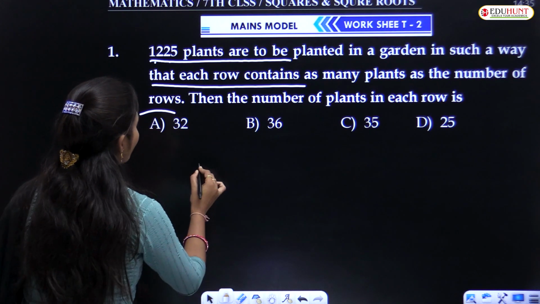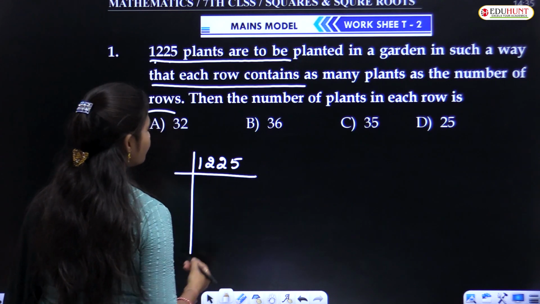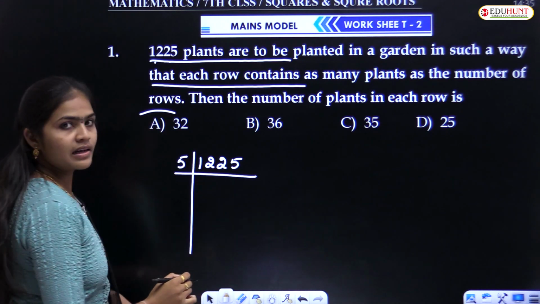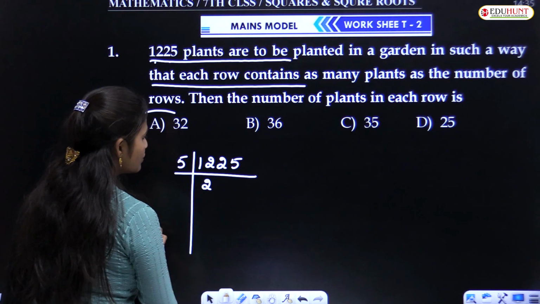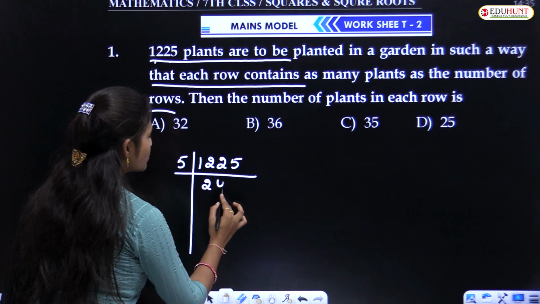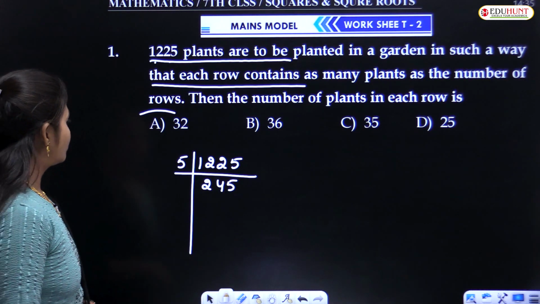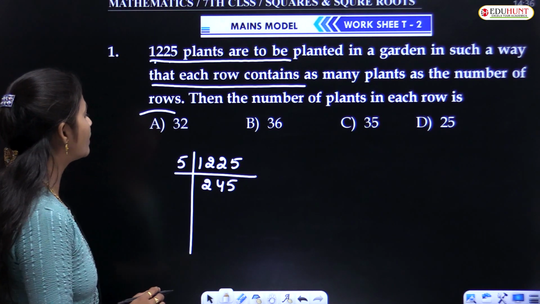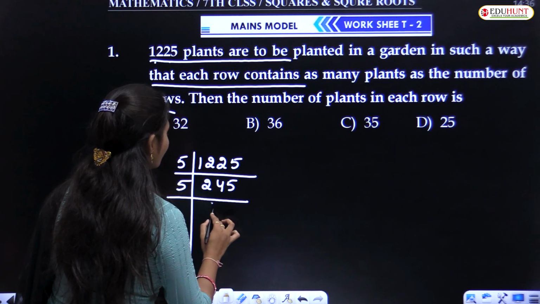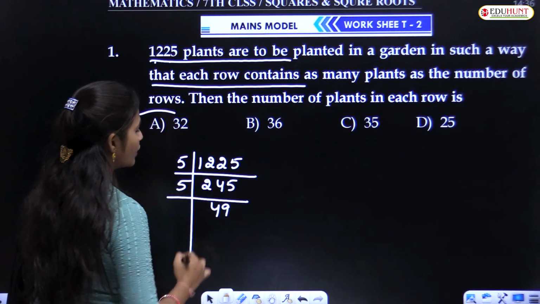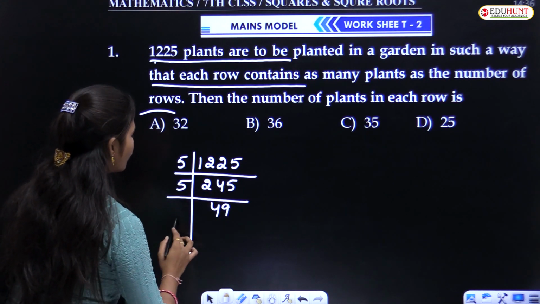So see here, 1225. Take its prime factorization. This is divisible by 5, no? Why? Because this number has 5 in its units place. 5 2s are 10, and here 2, 5 4s are 20, 5 5s are 25. So 5 245s are 1225. Next, 5 4s are 20, 5 9s are 45. Clear?